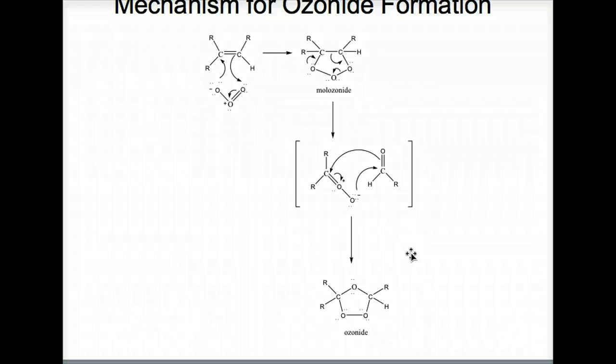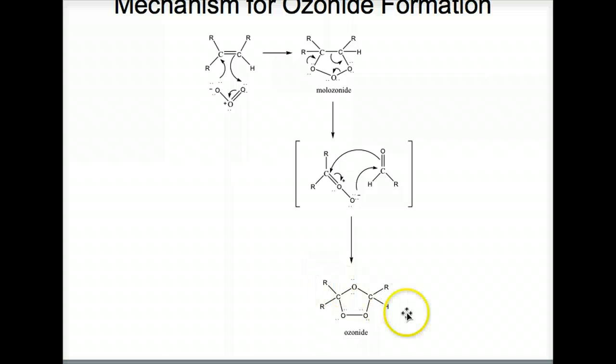Mechanism for ozonide formation. This is the mechanism of oxidative cleavage of an alkene using ozone. Ozone and the alkene undergo a concerted cycloaddition reaction. The oxygen atoms add to the two sp2 carbons in the first step. It is similar to the electrophilic addition reactions of alkenes we studied way back in chapter 4. The product is a molozonide.